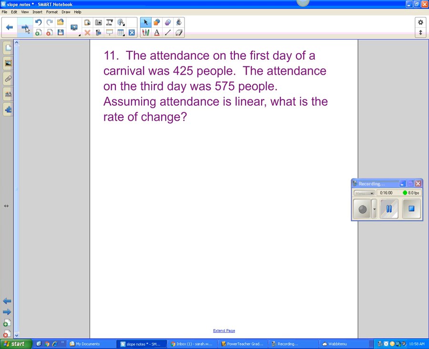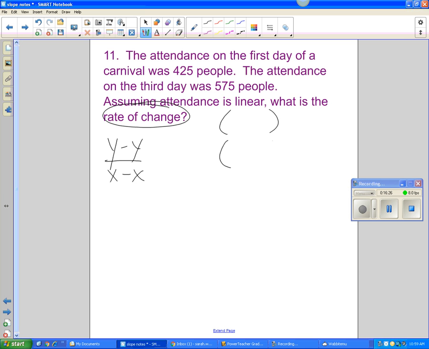Number 11, the attendance on the first day of the carnival was 425. The attendance on the third day was 575. Assuming attendance is linear, what is the rate of change? Julius, what should I do first? Good, thank you. James, what's the formula for rate of change? Good. All right. When you have a word problem, you're going to need to make your own set of points.